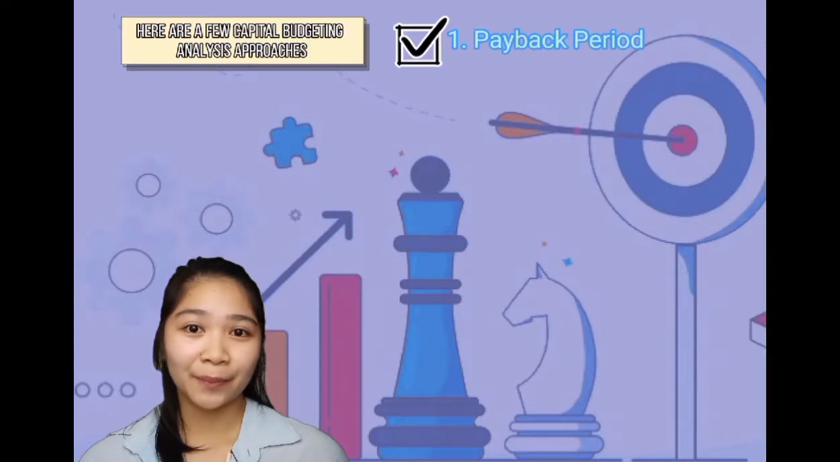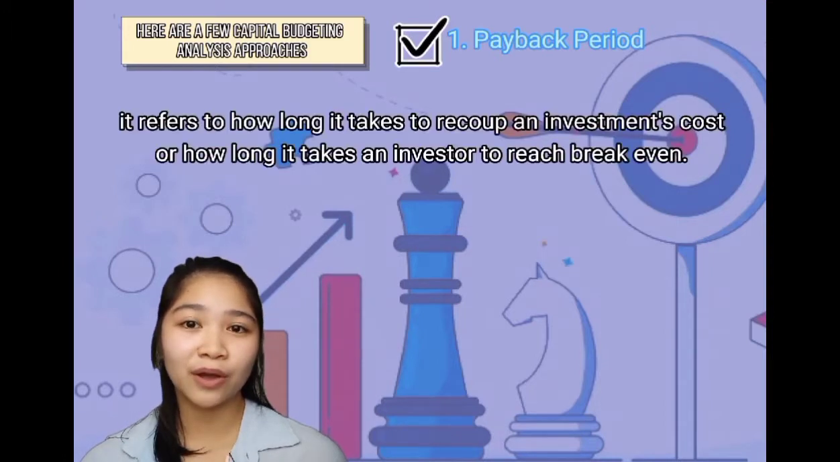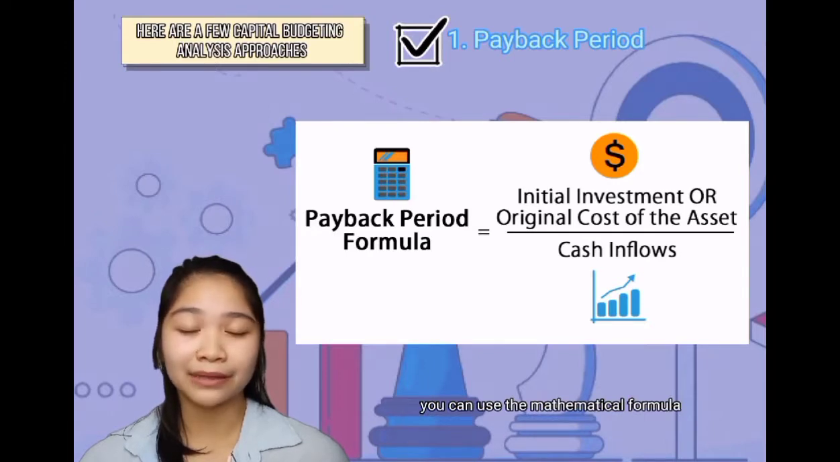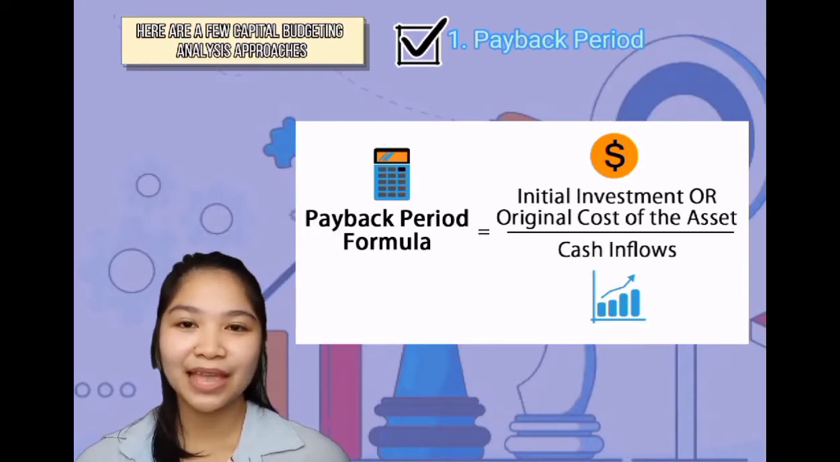Number 1 is payback period. It refers to how long it takes to recoup an investment's cost, or how long it takes an investor to reach break-even. To calculate the payback period, you can use the mathematical formula: payback period is equal to the initial investment divided by the cash flow per year.